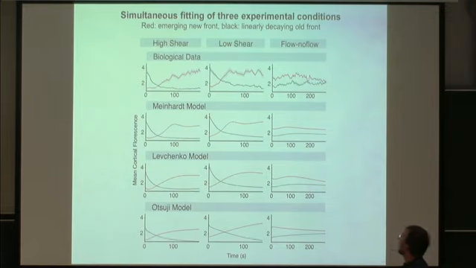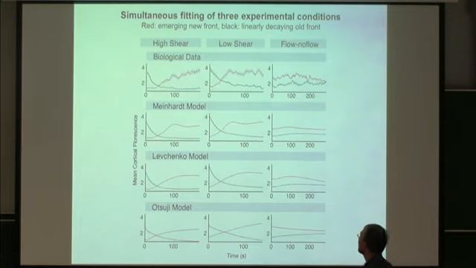So what you see here is now the integrated fluorescence intensity in a new front forming, okay, and in the old front which is decaying for 3 different conditions. So a high shear stress, a low shear stress, and the last condition is where we have a polarized cell and then simply switch off the flow. And here are the corresponding model fits.